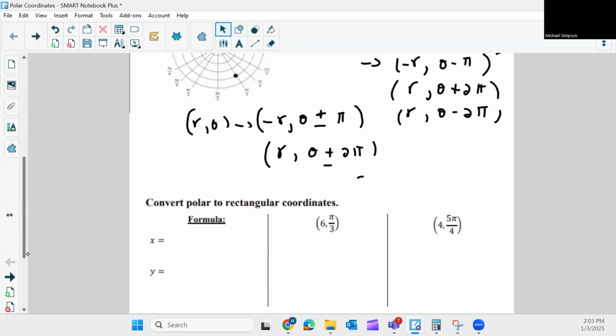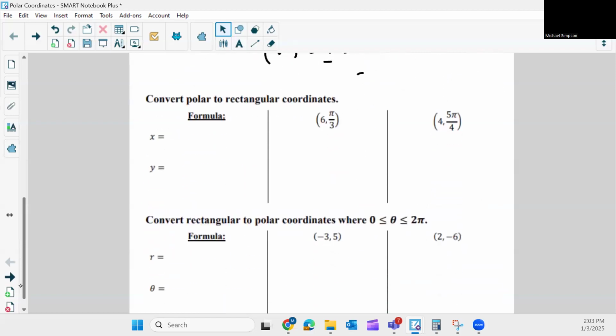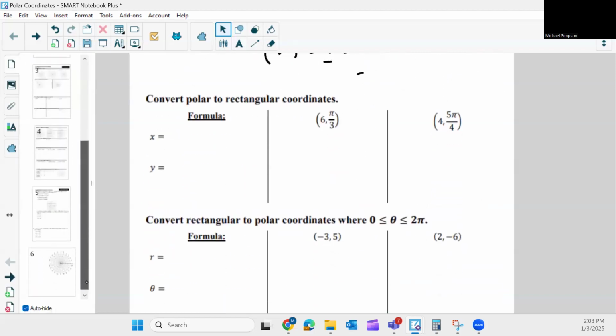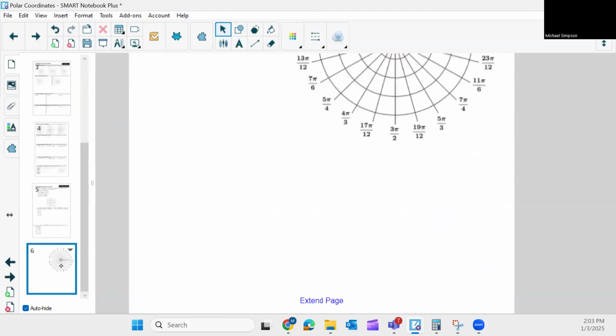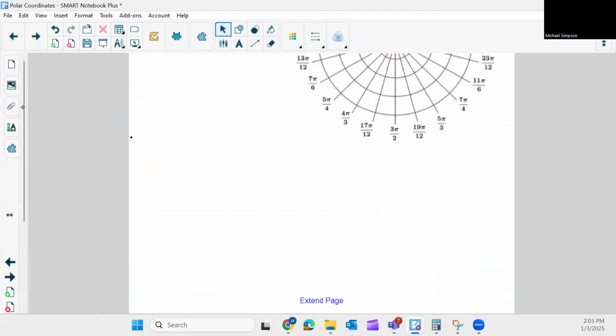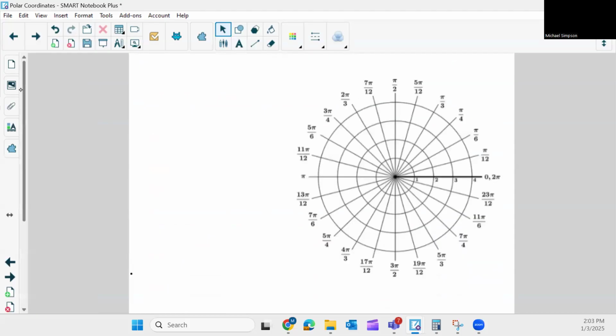So the first one they have is 6 comma pi over 3. Okay, let's see how we can convert that to rectangular. Okay. So 6, here on this graph, there are only 4 circles.